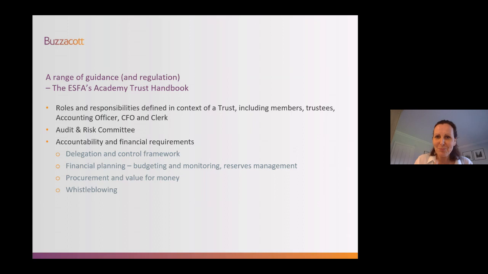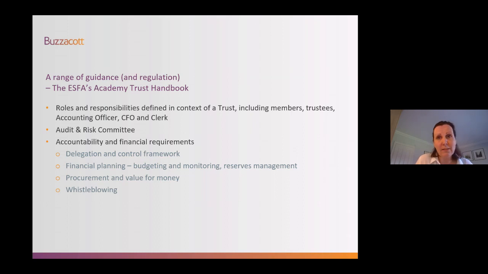And this is really ensuring that there's transparency as well around the governance arrangements. So as a trust, you should be putting details of your governance arrangements on your website, making sure this is really clear to the outside world how you're structured and how the trust is governed.